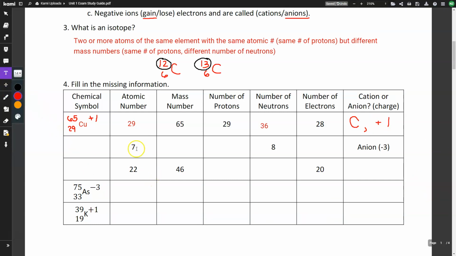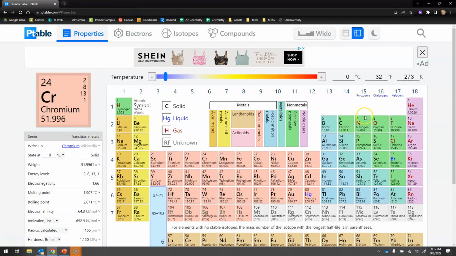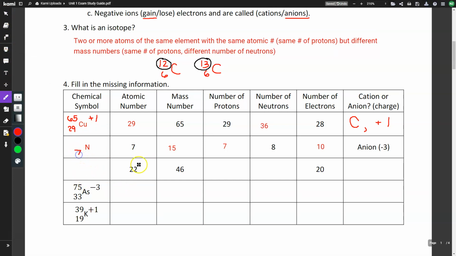All right, the next one, atomic number 7. So it'll have 7 protons. We know it's an anion, so it's got a negative charge. That means there are 3 more electrons than protons. So we'll have 10 electrons. The mass number is protons plus neutrons. 7 plus 8 gives us 15 here. So I would need to go to my periodic table and find number 7. Number 7 is nitrogen. So atomic number 7 for nitrogen, the mass number is 15, and the charge is -3.